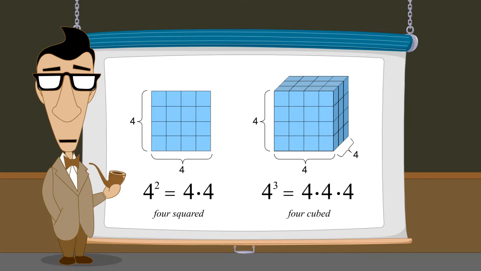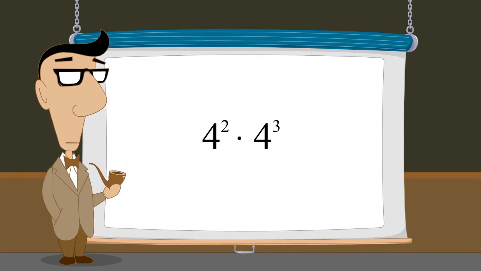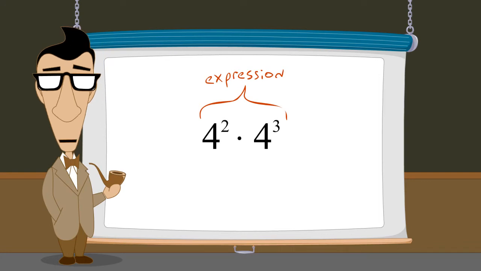Individual exponential expressions can be combined into larger expressions through operations such as addition, subtraction, multiplication, and division. For instance, we can multiply the two exponential expressions 4 squared and 4 cubed, creating a larger expression. We sometimes refer to these individual elements within a larger mathematical expression as terms.